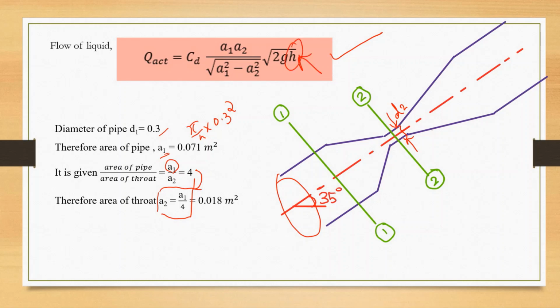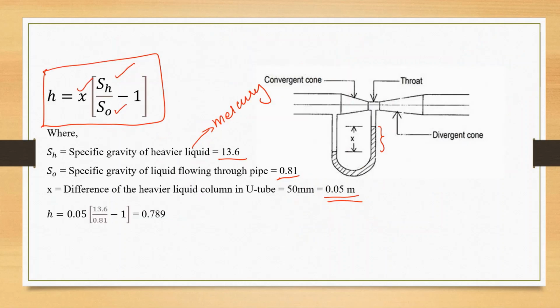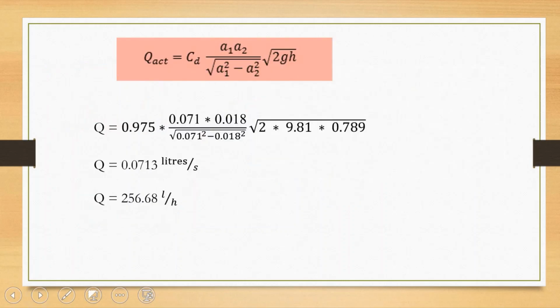So here CD is known, A1 is known, A2 is known, only H was unknown, but we have now calculated the value of H. H is equal to 0.05 into 13.6 by 0.81 minus 1, which is 0.789. Now we can calculate the actual discharge, which is equal to CD into A1 into A2 by root of A1 square minus A2 square, into root 2GH. So here we are applying all the values: CD 0.975, A1 is 0.071, A2 is 0.018 and H is 0.78.